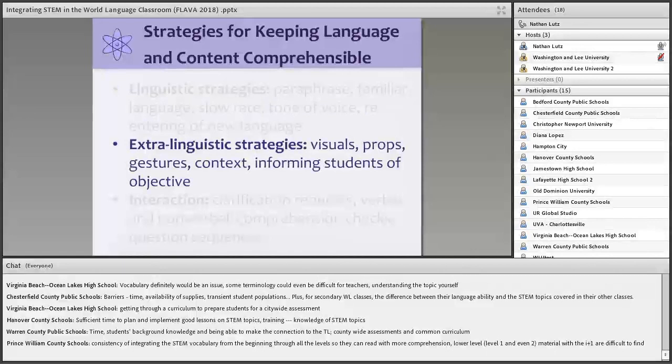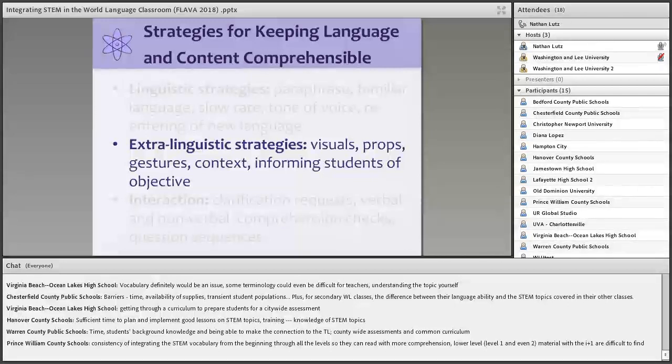And the next category is extra linguistic strategies. These are the things outside of language that we might use. I am a huge visual learner, so these are the ones that I really gravitate toward. And they pair really nicely with those linguistic strategies that we just rattled off a minute ago. So these extra linguistic strategies could involve using things like visuals, props, gestures, giving context, informing students of the objective.